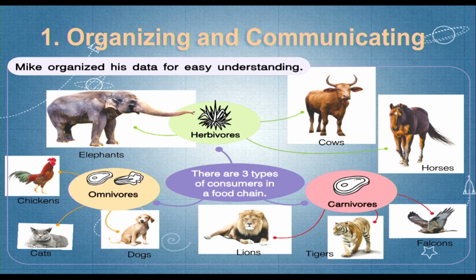This is the combination of the 2. Meaning to say, these kinds of animals eat both plants and meat. We have chickens, cats, and dogs.